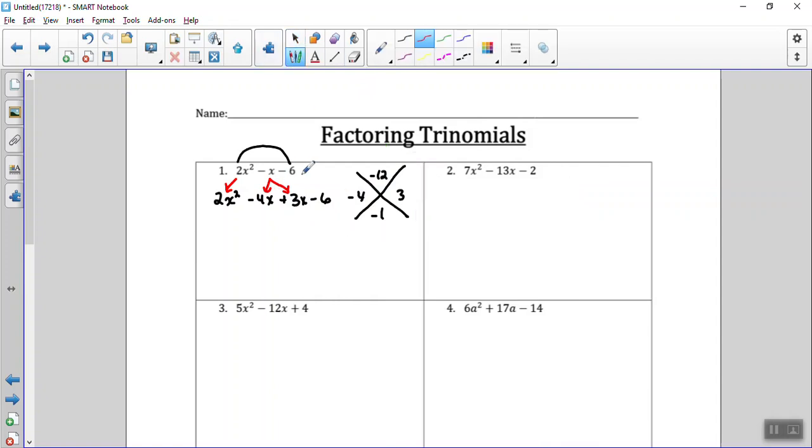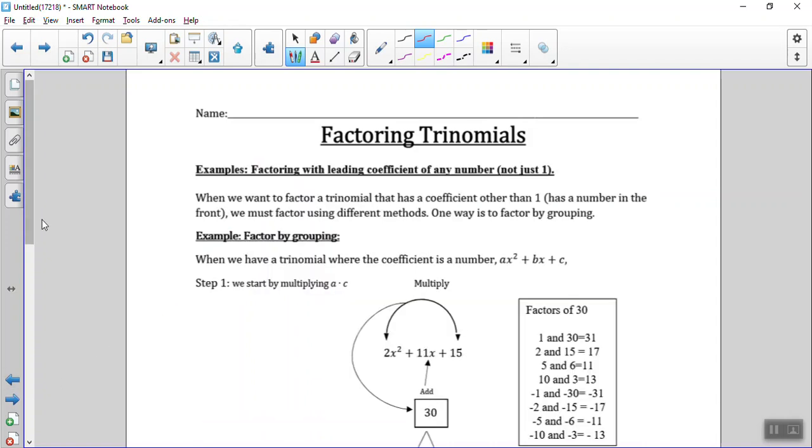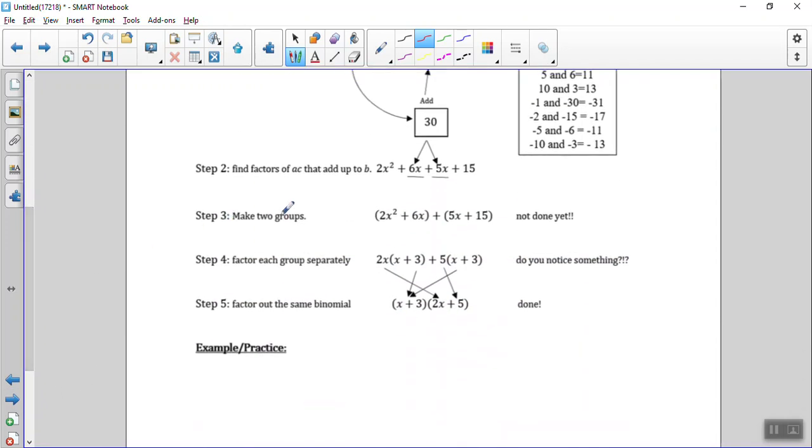And then I brought this negative 6 down here. Okay, my next step is we're gonna group the first two together and then the last two together. So we're gonna just make two groups here. We're gonna group these two together. It looks like I'm done, but I'm not. So next step is, after we make the two groups, we're going to factor each group separately. Okay?